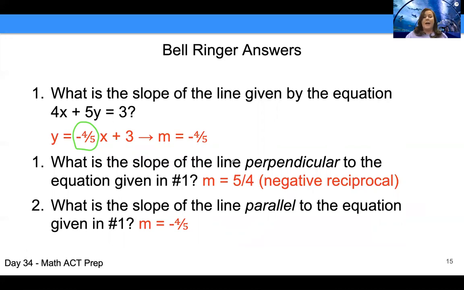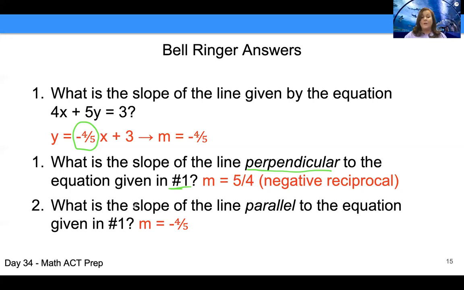And now they're asking for a line that is perpendicular to number 1. They just want to know what the slope is, and this is where you have to remember, if this is the slope for line 1, then if I want the slope of any line perpendicular, what do we do to the slope? We flip it, numerator and denominator, and change the sign. So instead of 4/5, it becomes 5/4, and instead of being negative, it becomes positive.